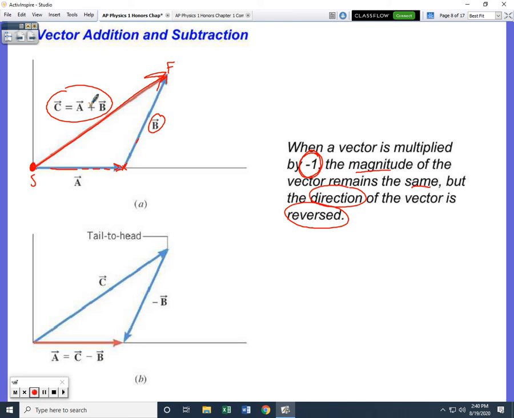However, if I rearrange that by subtracting B to the other side, I should be able to say that A is C minus B in terms of vectors. What I'm really doing is saying that the minus B vector is the same magnitude, the same length, but it's now in the opposite direction. Notice it's pointed kind of towards the southwest, whereas the B vector was pointed kind of towards the northeast. So that's what we've got.